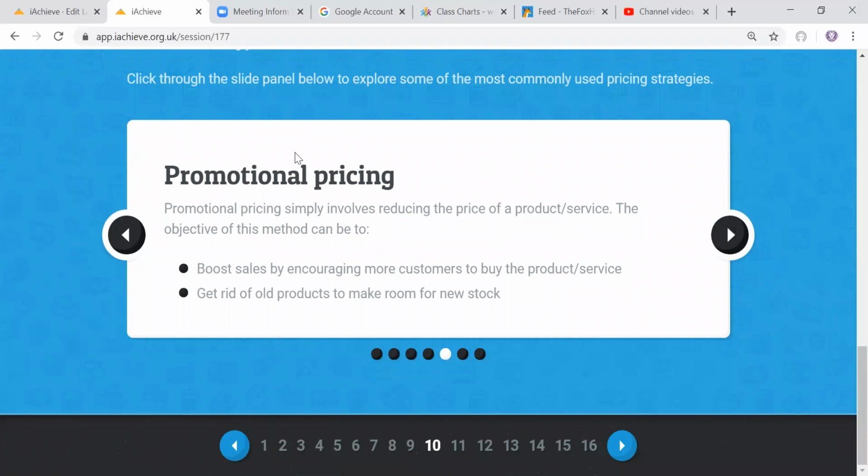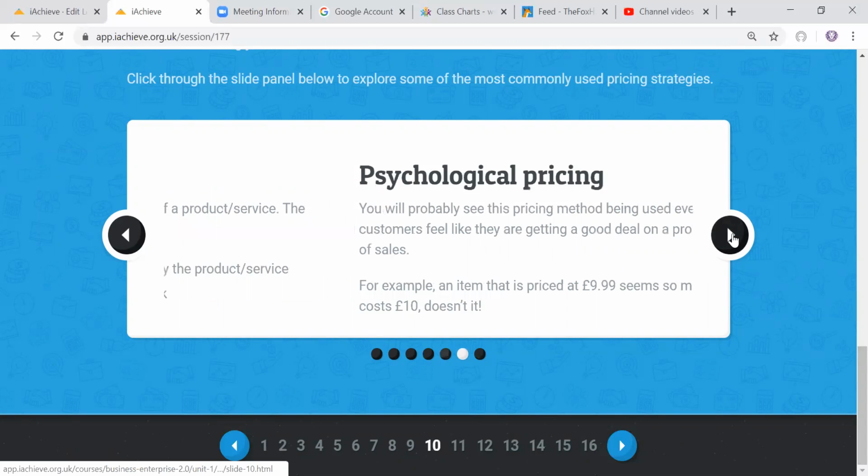The next pricing method is called promotional pricing. Promotional pricing simply involves reducing the price of a product or service for a brief promotional period. This method can be used to boost sales by encouraging more customers to buy a product or service, or to get rid of old products to make room for new stock. So promotional pricing might be used on an old item that's coming out of fashion, and you need to reduce your stock of that item, so you offer it for a promotional price.